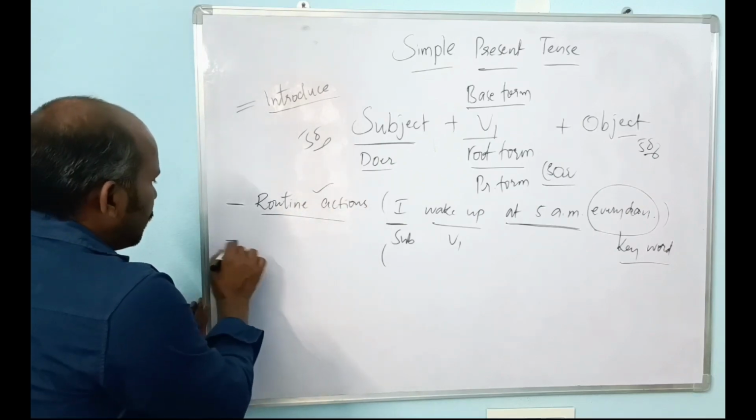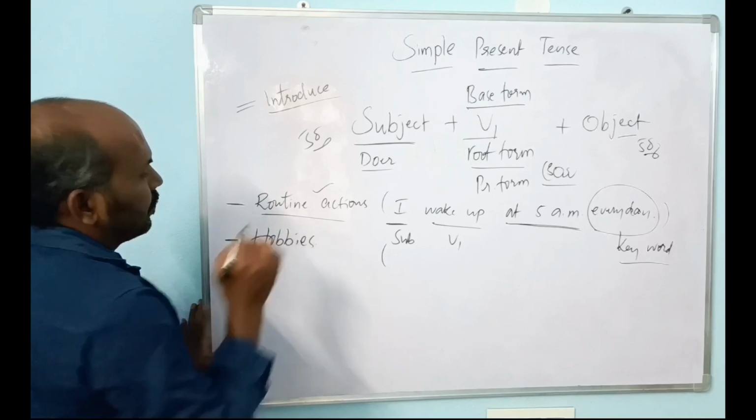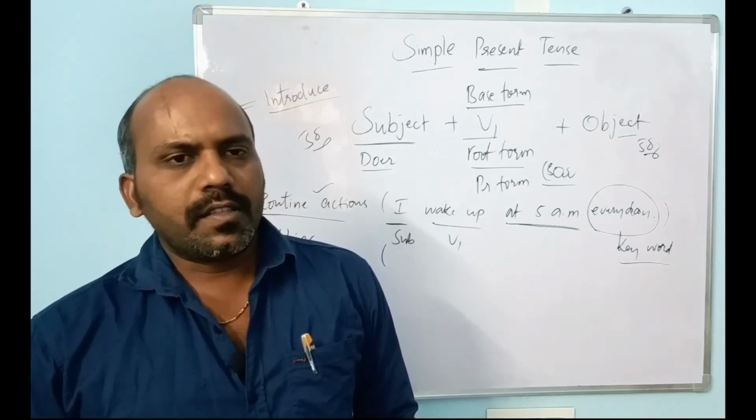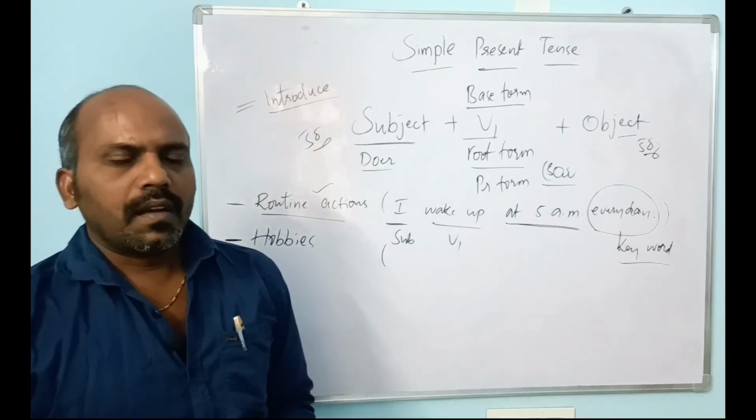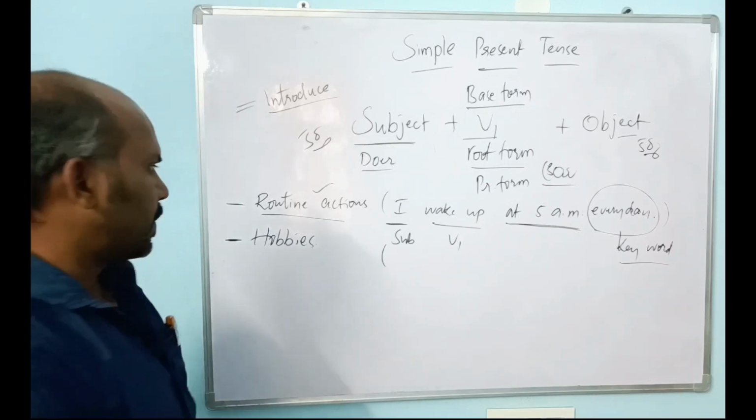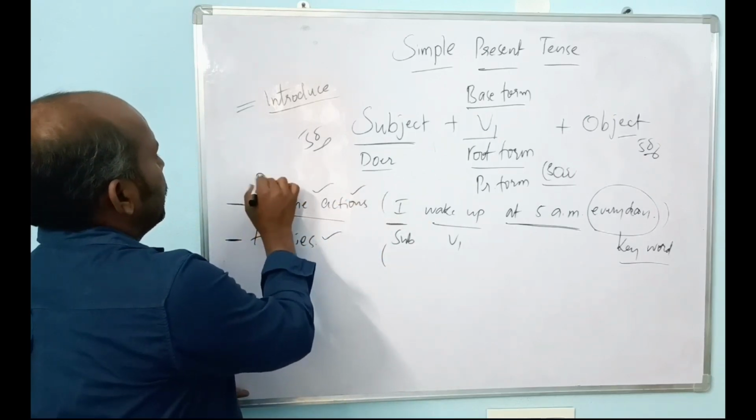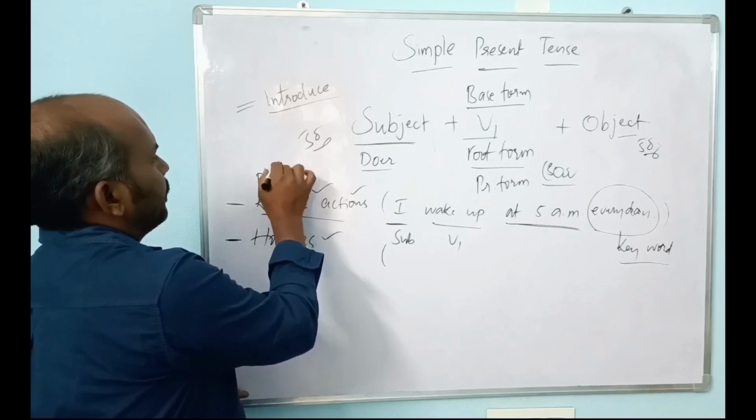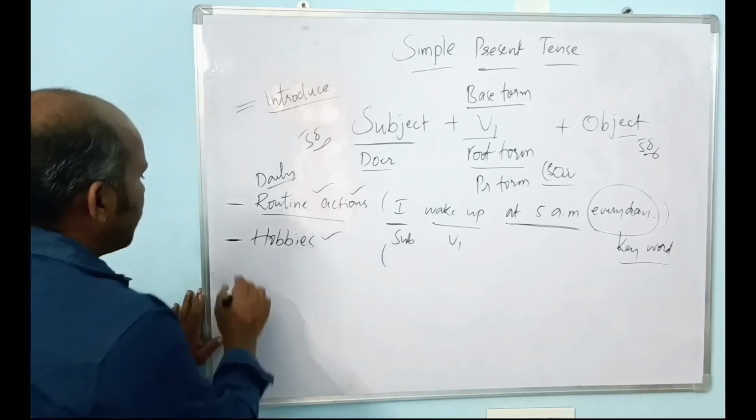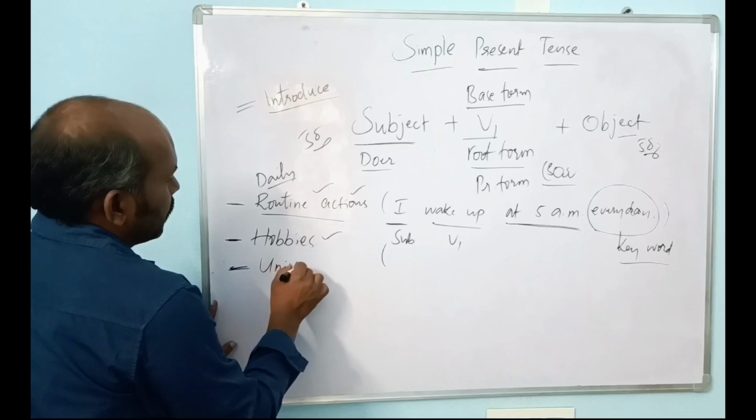And also hobbies. I like to watch TV. I like to listen to music. I like to read books. So these also we have to express in simple present tense. Routine and daily actions, both are the same, right?